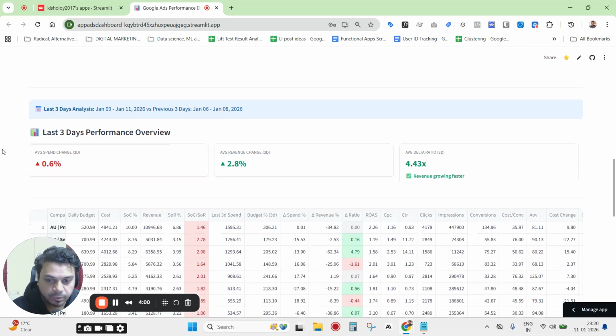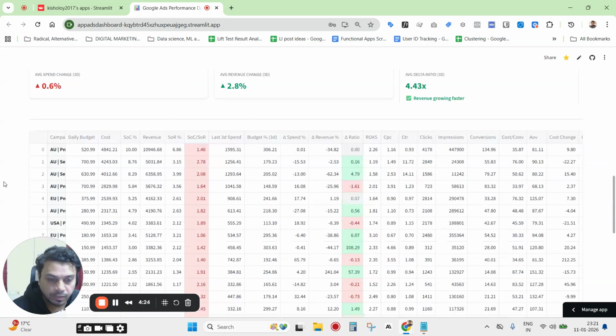The next thing is really the part that I'm most excited about, and this is where you get a sort of rolling performance view. This is where you have the last 3 days performance overview, and this is where the last 3 days analysis is compared with the previous 3 days analysis, apart from the time zone that you have chosen.